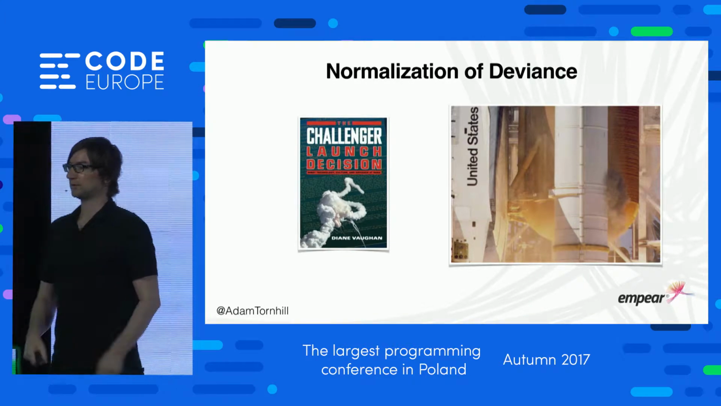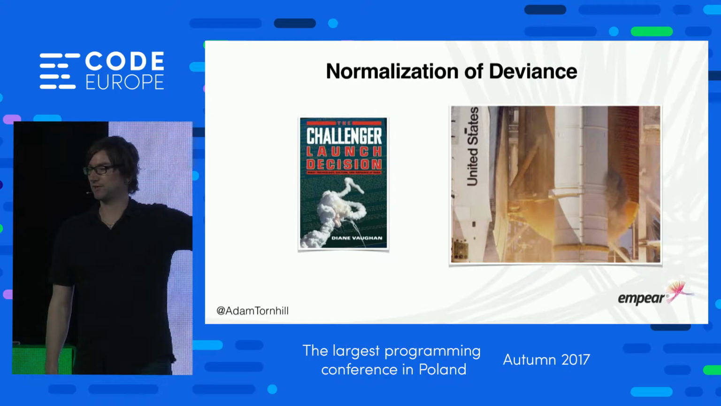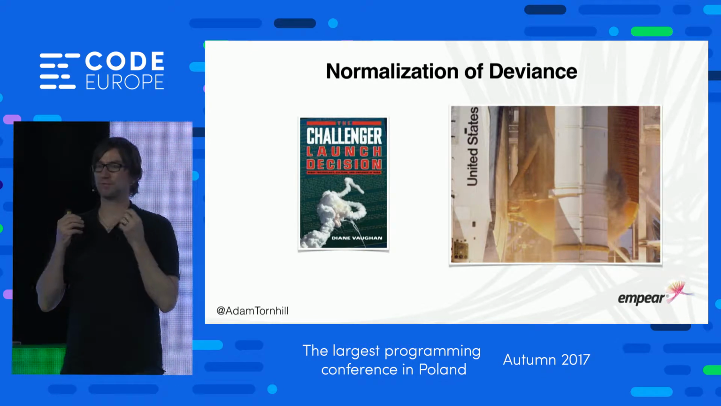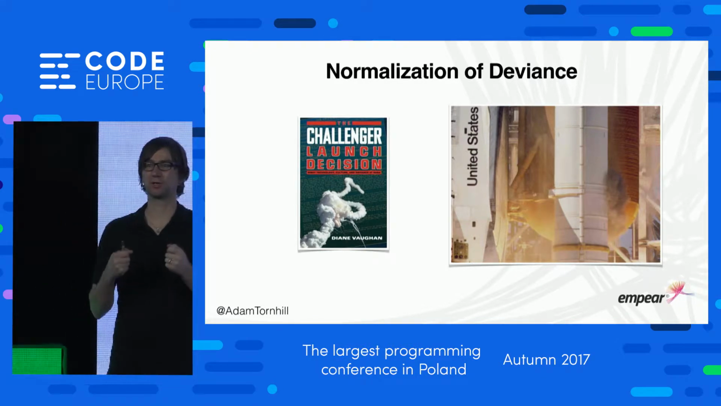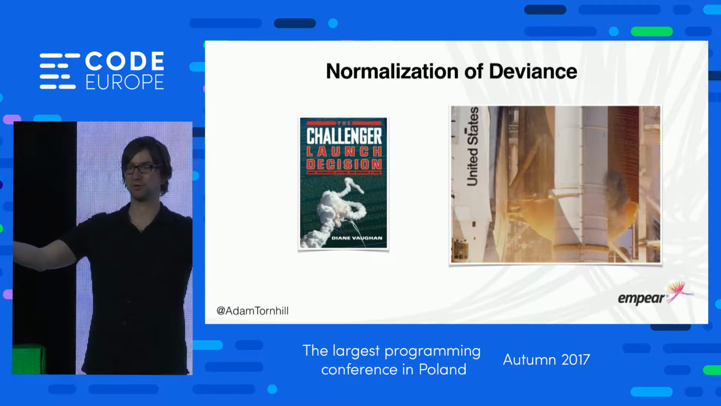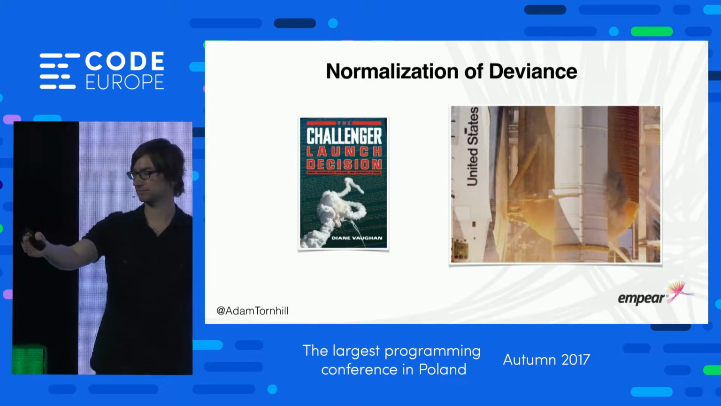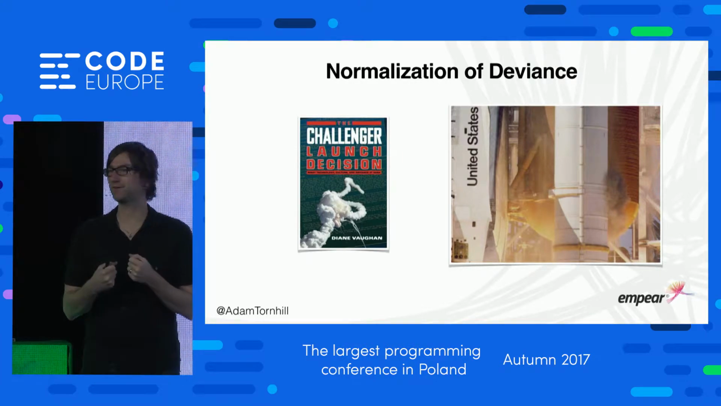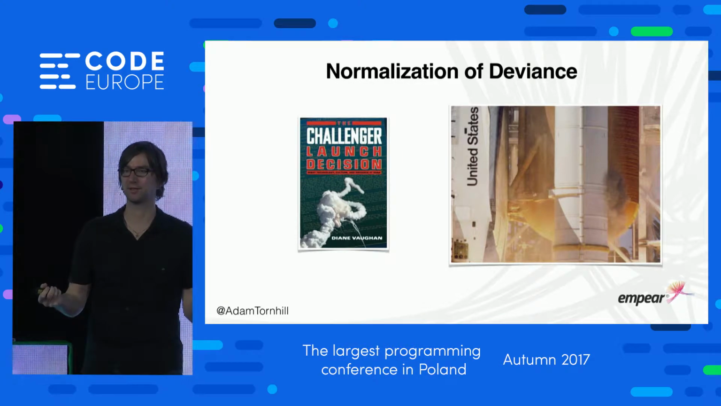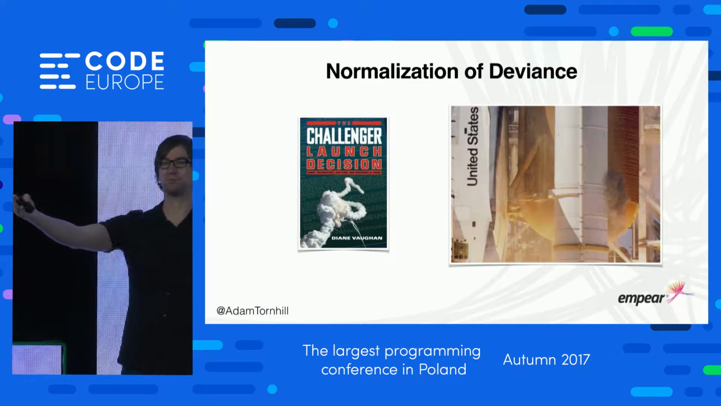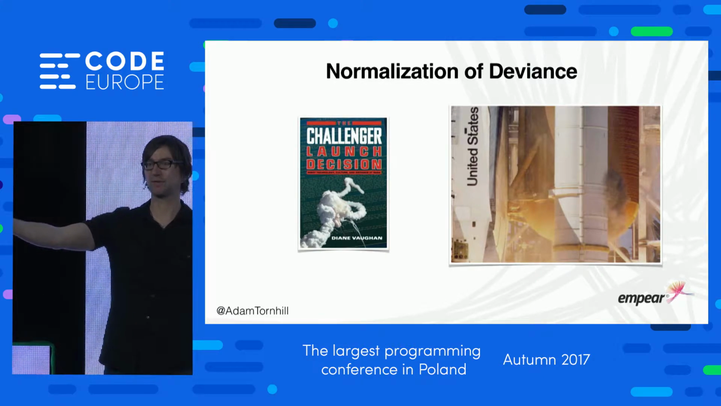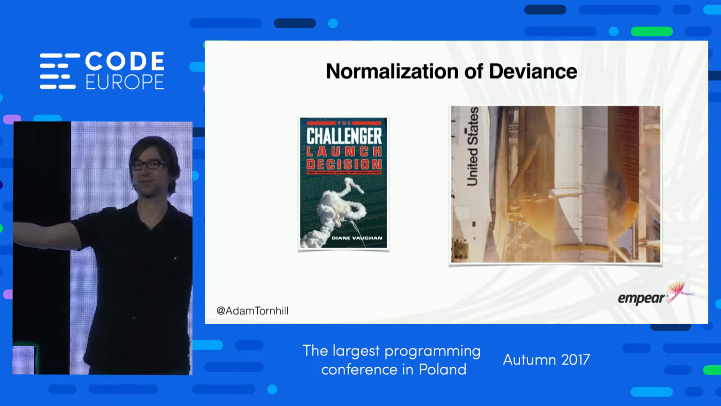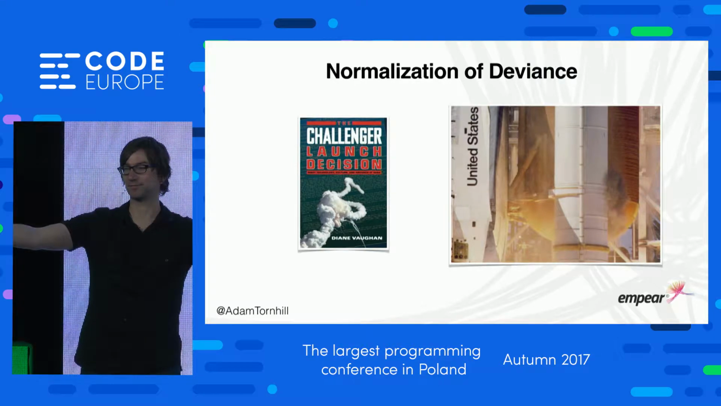Now, this is what Diane Vaughan calls the normalization of deviance. Each time you accept a risk, the deviations become your new normal. You get a new point of reference. And the reason I find this interesting is because it has nothing at all to do with space shuttles. It's about people like us who develop software. And we have plenty of normalization of deviance within the software industry too.